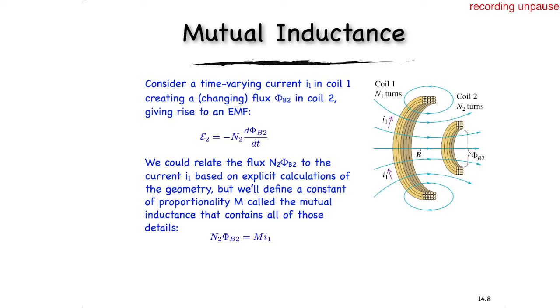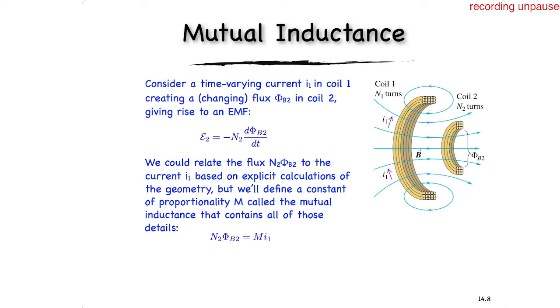Okay, so we've got two loops. One loop here, we can have as many turns as we want, and another independent loop here from a different circuit. And the question is, if we send a current through this first loop, I1, will there be a current induced in circuit 2? Or more specifically, will there be an EMF induced in circuit 2 that will then drive a current? And we know the answer is yes.